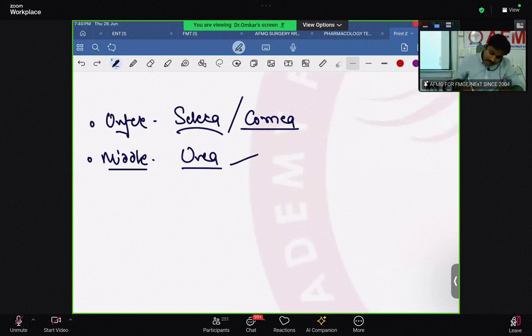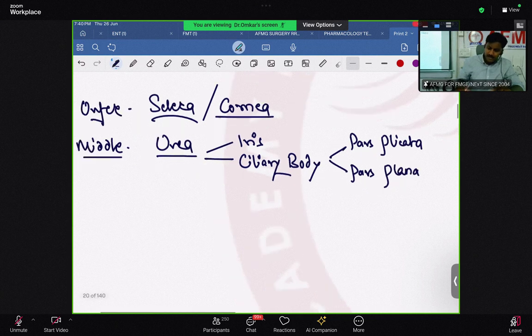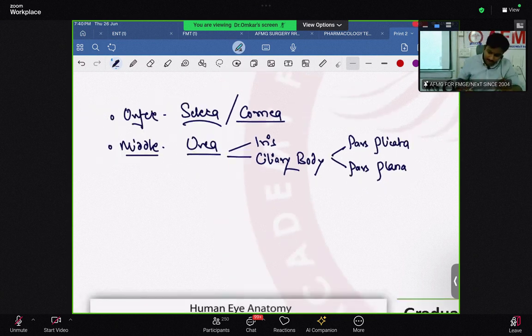First is the anterior most part, which is pigmented and gives color to the eyes, called iris, beta. Second is a part known as ciliary body. We know, beta, ciliary body has two parts to it. One is the finger-like projections called pars plicata, beta, and second is called pars plana. So pars plicata and plana are the two parts of the ciliary body, बच्चे. And the third part is the posterior part known as choroid, beta.